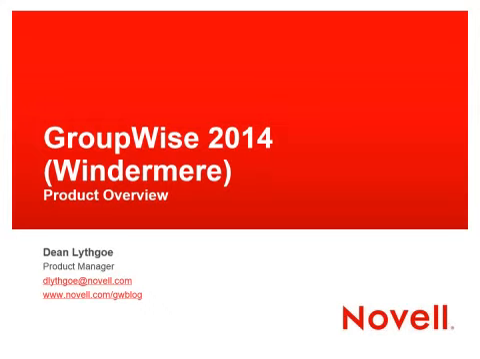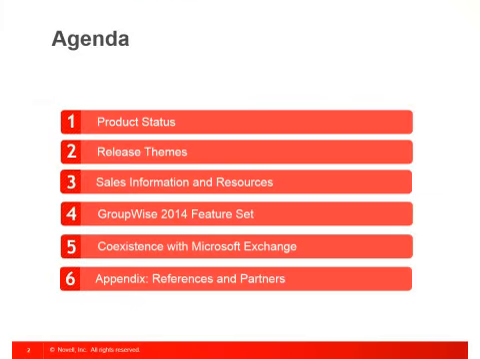Today we are talking about GroupWise 2014. It's been known for the last couple of years under the code name Windermere. It now has an official name, GroupWise 2014, and this will be the basic agenda that we will walk through for today, providing you some product status on the timeline of when final availability of GroupWise 2014 will be, some of the marketing release themes, and information that we'll be providing not only to industry analysts but also to our salespeople and our partners on how best to talk about the new features and capabilities in this product.